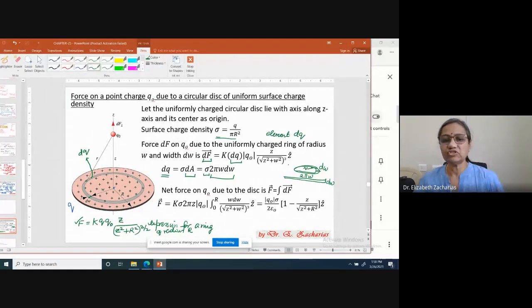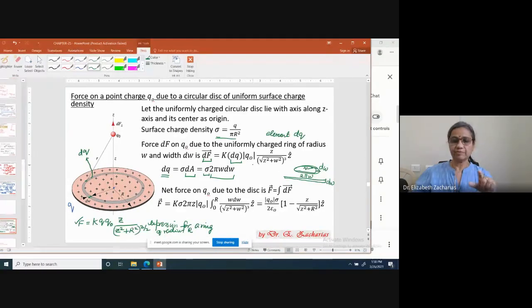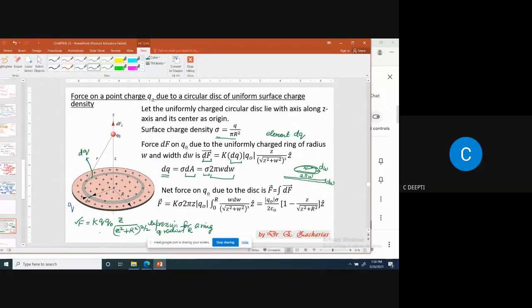How many of you understood this step? Yes, ma'am. Ma'am, can you repeat, please? You want me to repeat it? I will repeat it. Do you see the equation that I have written at the bottom of the page? Yes, ma'am. This is what we derived in the last class for a ring of radius capital R carrying a total charge Q.